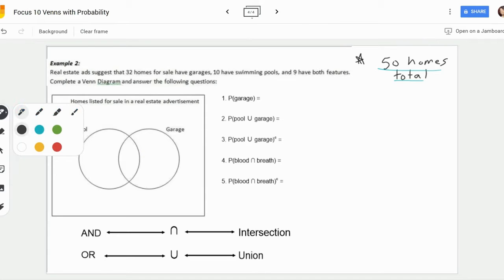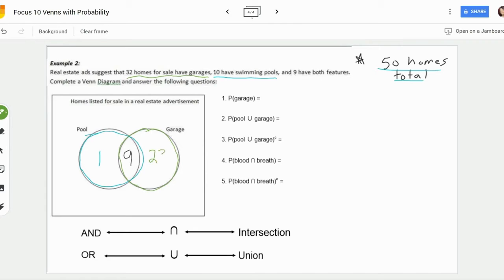As always for a Venn diagram, you have to start in the middle. We know that the middle has 9. If 10 of them had swimming pools, here are all of the houses that have swimming pools. This circle represents 10, but 9 of them are right there. That means this has to be 1, because they have to add up to 10. Same thing with the garages. There are 32 that have garages, so this circle represents garages, and 32 is the full circle. 9 are right there, so this would have to be the opposite amount. That adds up to 32, so 23.